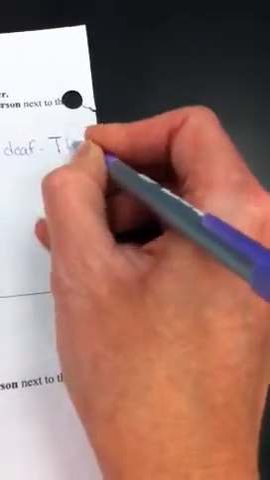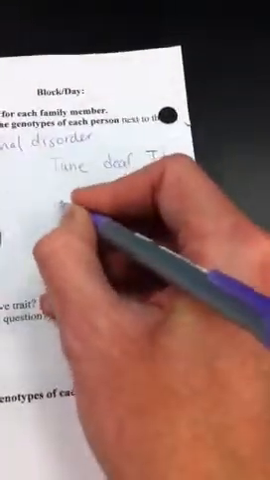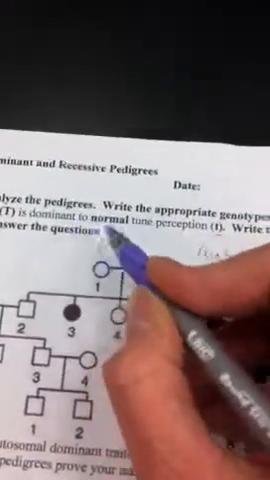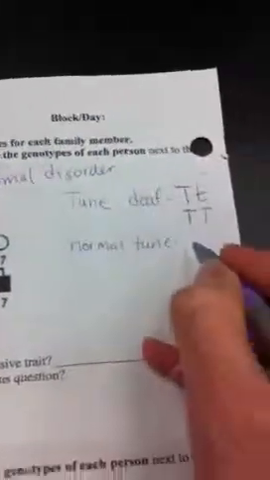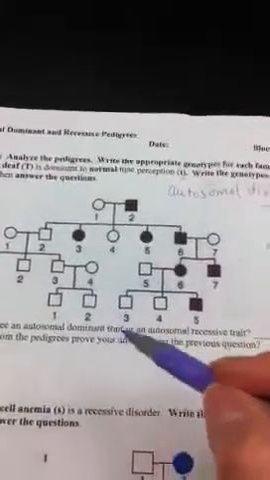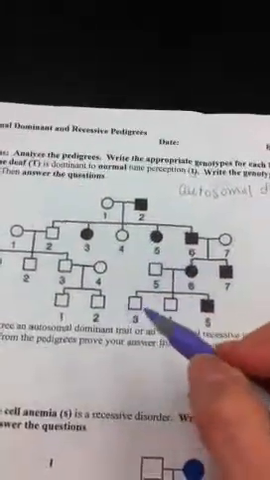So what are our other genotypes? Capital T, lowercase t, or we could be capital T, capital T. Normal tune perception can be represented by a little t. Okay? So in order to have normal tune perception, your genotype is little t, little t. So let's see how we're going to give each person their genotype.